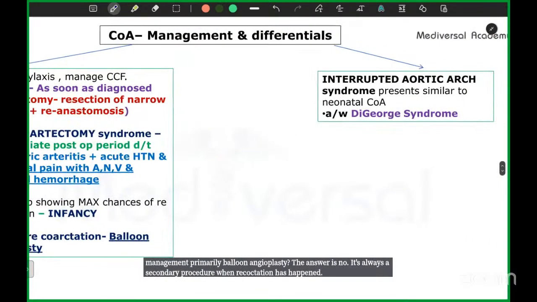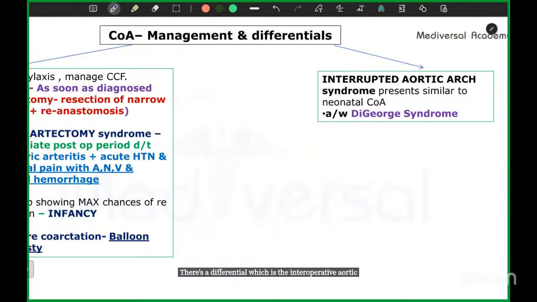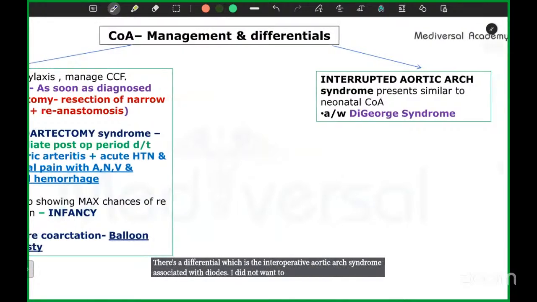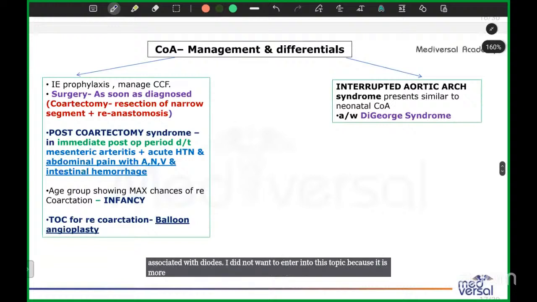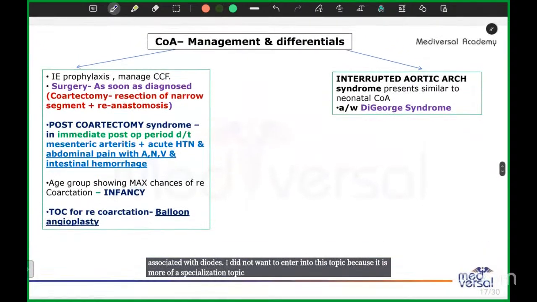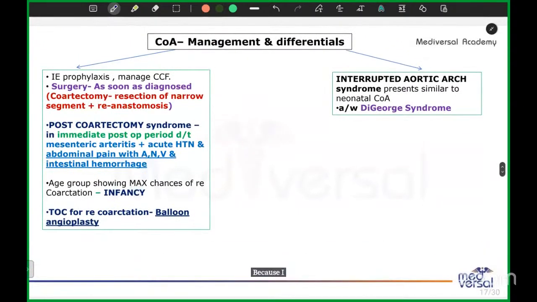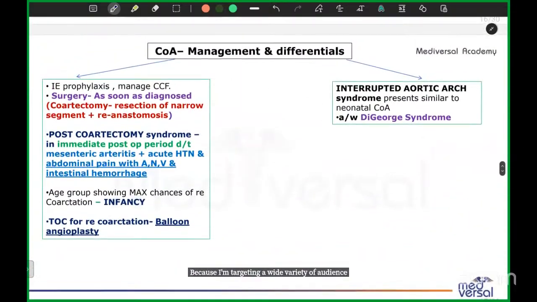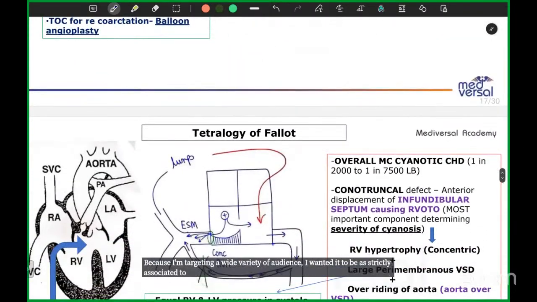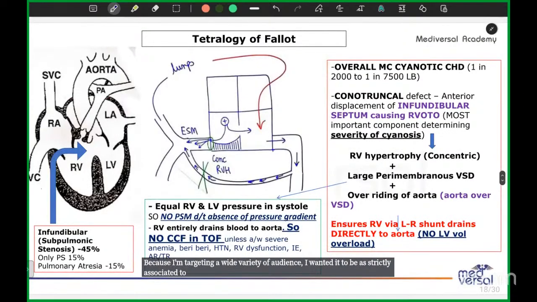There's a differential, which is the interrupted aortic arch syndrome associated with DiGeorge. I did not want to enter into this topic because it is more of a specialization topic and more of a topic in residency. Because I'm targeting a wide variety of audience, I wanted it to be as strictly associated to the general audience as much as I could.